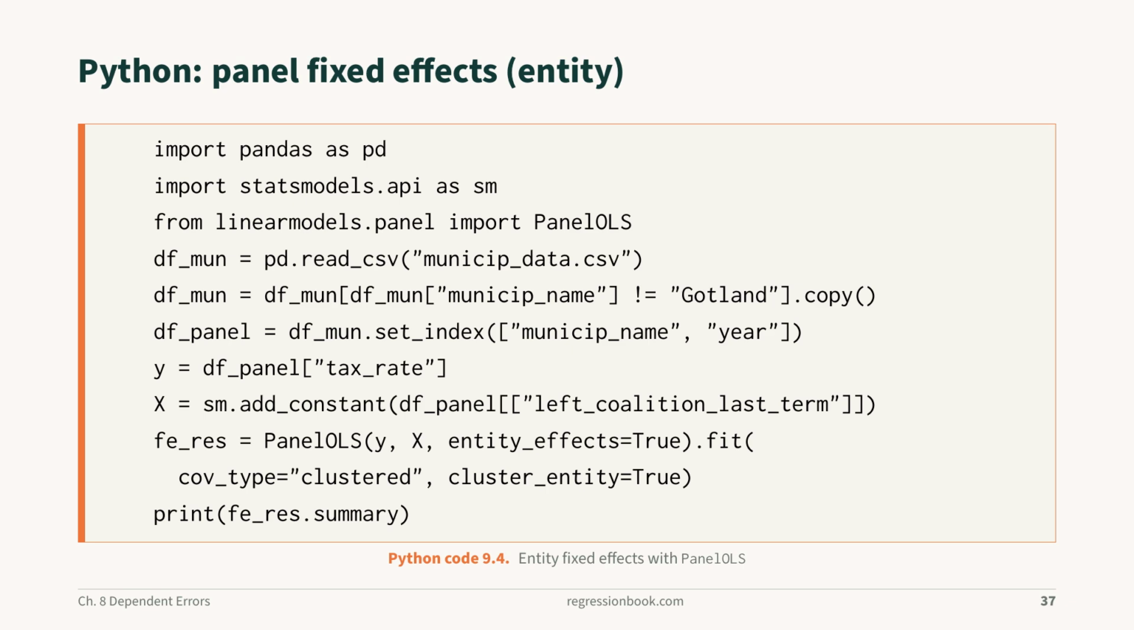Panel fixed effects in Python use the linear models package. Drop Gotland, set a 2-level index of municipality and year, add a constant to the regressor matrix, then fit panel least squares with entity effects and entity clustered covariance. The printed summary reports the within estimator together with its properly clustered standard error.